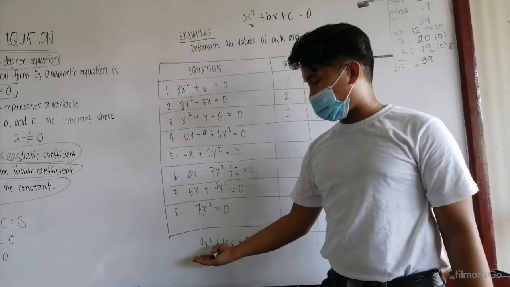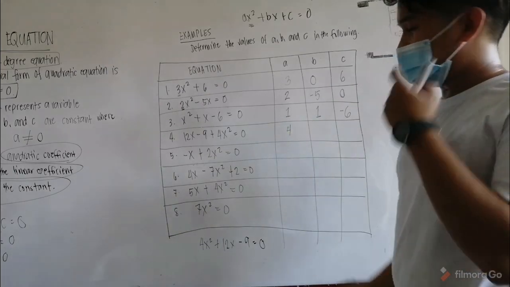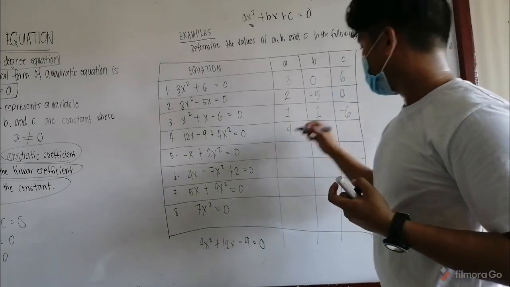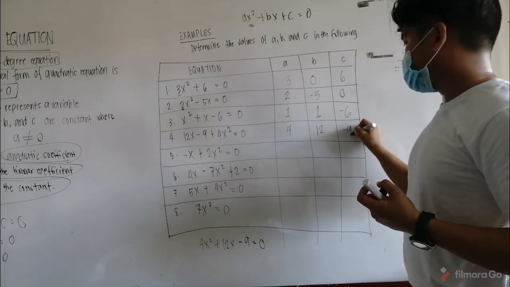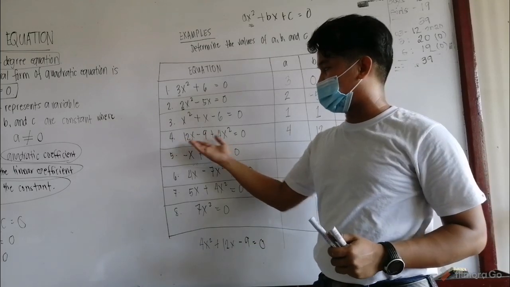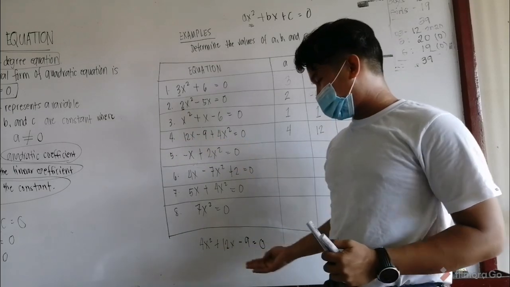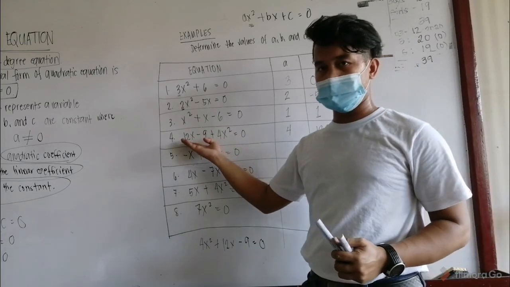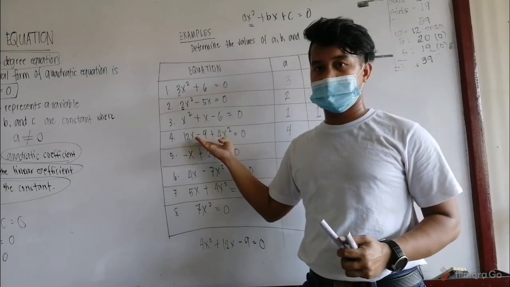Now, what is our letter A? It is 4. What is our letter B? It is 12. And our letter C is negative 9. Actually, pwede hindi na natin dito ihanay kasi given na naman na ang kasama ng x squared ay positive 4. Given na rin na ang kasama ng x ay 12. At given na din ang ating constant ay negative 9.